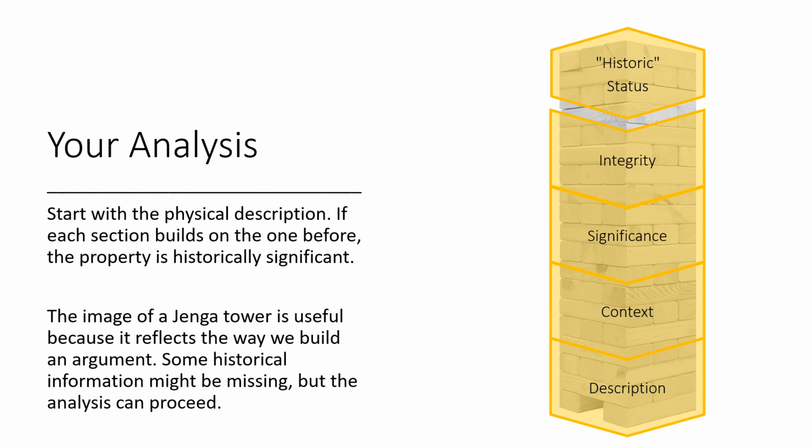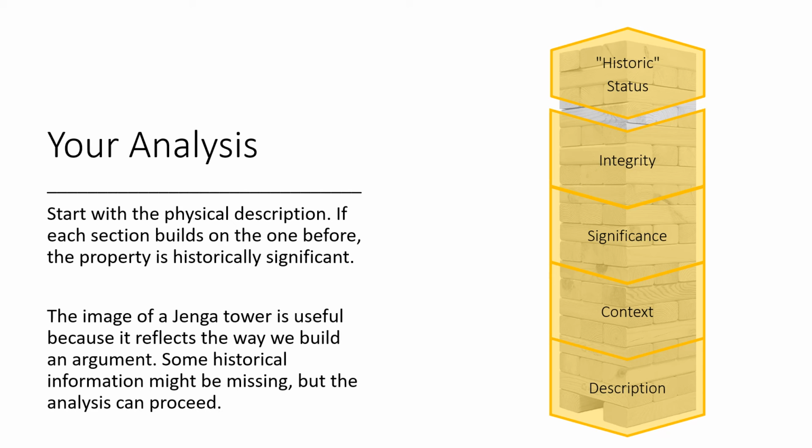For example, a building may be physically intact, but if its unique story is not associated with broader historical themes, then the building is not historically significant. It's not eligible for the National Register. Likewise, a building may be associated with significant historical themes, but if the physical material does not reflect those themes, then the building lacks integrity. It is not eligible for the National Register.